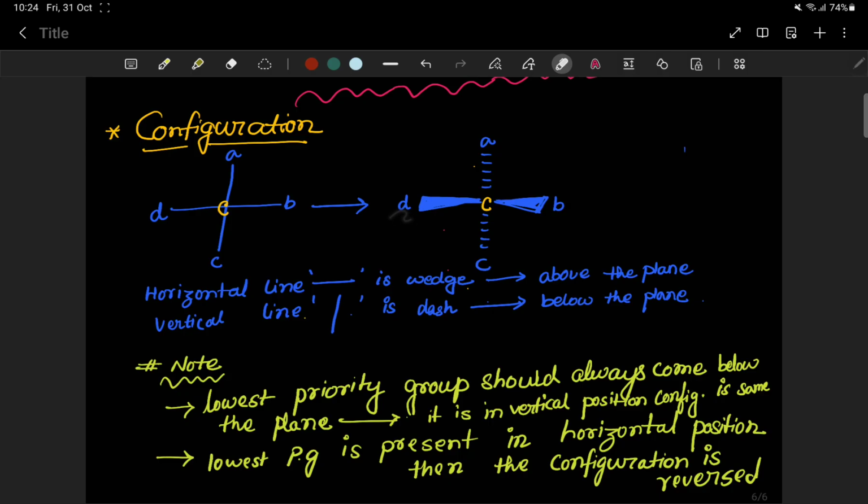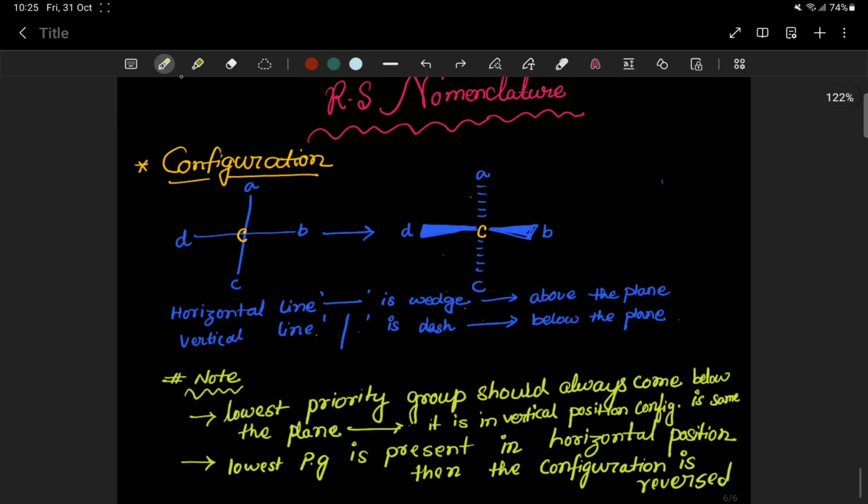Here you see this, the lowest priority group comes at the horizon. What am I supposed to do? That means it is not below the plane, it is above the plane. So in this case, what is this configuration? If I come from here, this is clockwise, that means R. If it is R, then it will convert into S. The actual configuration is S configuration, fine. But in this case, it is in horizon, that's why. If it is in vertical position, it would not have any kind of change. Okay, I think I'm clear with my first topic, that is the configuration part.